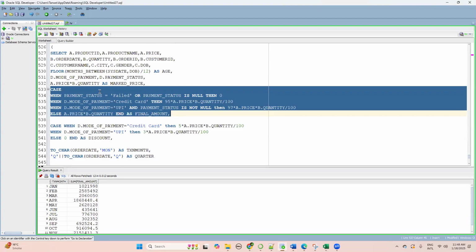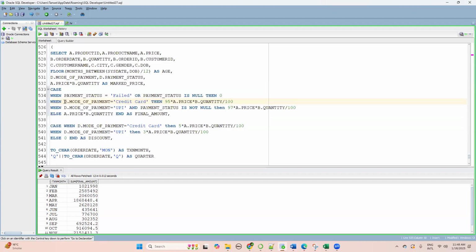Case is something which you can use in order by. आप select में use कर सकते हो. You can use it in update. You can use it in delete. You can use it at many other places. This is one use case I'm showing you. Case we are using in select.